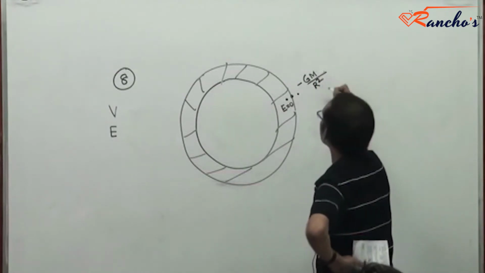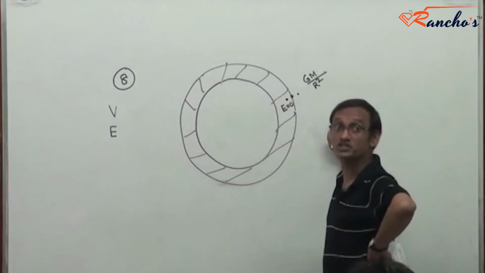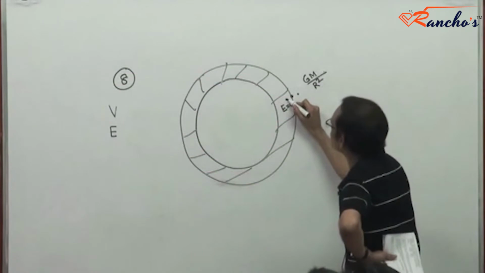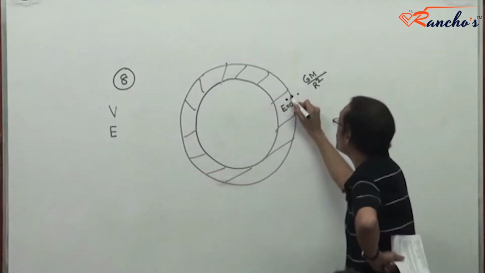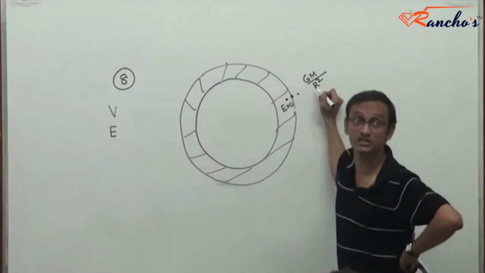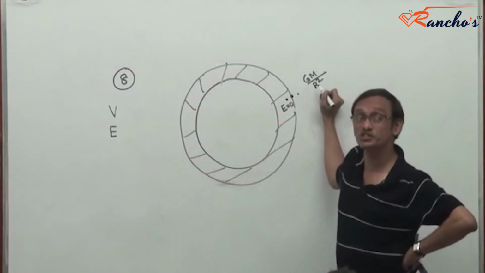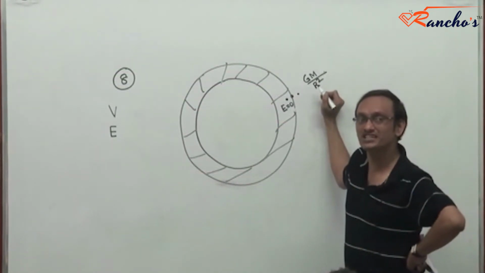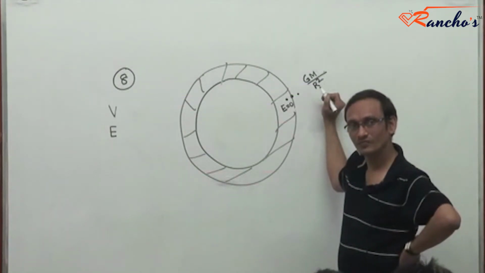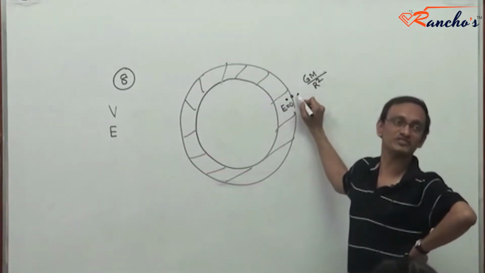Just outside, E is equal to GM by R squared. Yes or no? So do you realize that when you go from the immediate left of the surface to the immediate right of the surface, E abruptly changes from 0 to GM by R squared? So E is discontinuous on the surface, yes or no? Because there is an abrupt change from 0 to a non-zero value across the surface.